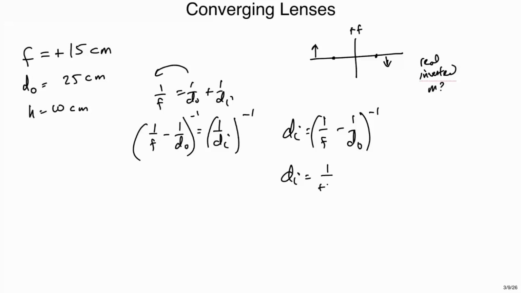So 1 over positive 15 minus 1 over positive 25. Objects are always positive distances. And then I invert that. And if I did that right, I got 37.5 centimeters. It came out as a positive number.